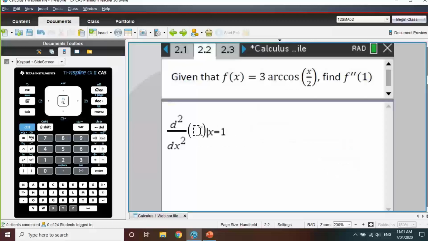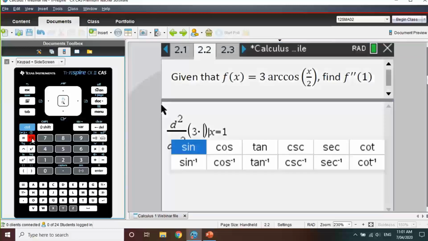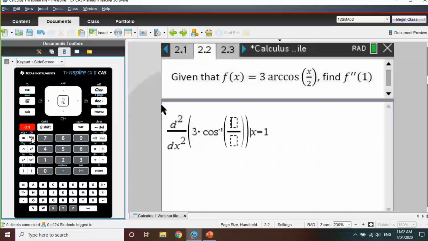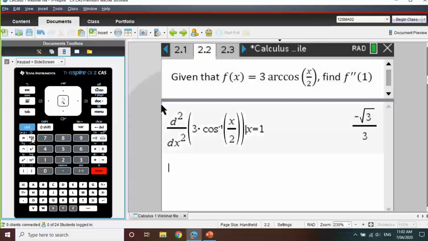Okay. Now from here, we can just simply type in the function that's given to us. And remember, for arc cos, another way we can write that is inverse cos. So to get our inverse cos, we can head over to our trig button on the left-hand side of our CAS. In the submenu, there's inverse cos just below cos. And we have x over 2. And there's our second derivative at x equal to 1. So that's a really quick way of evaluating derivatives and a really time-efficient way for exams.